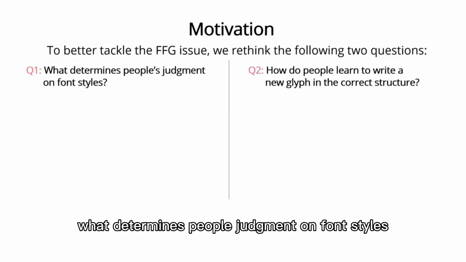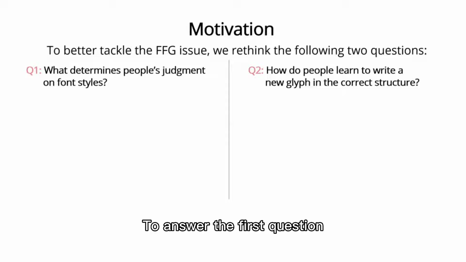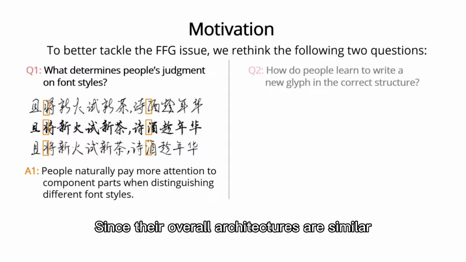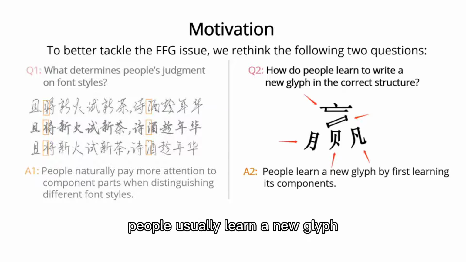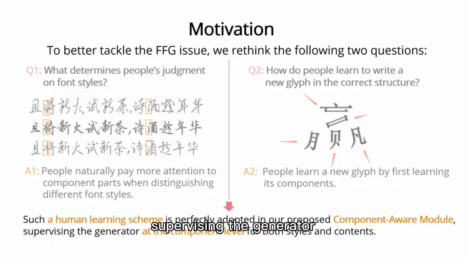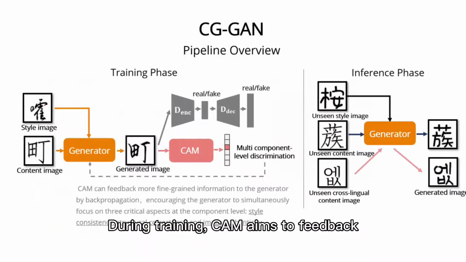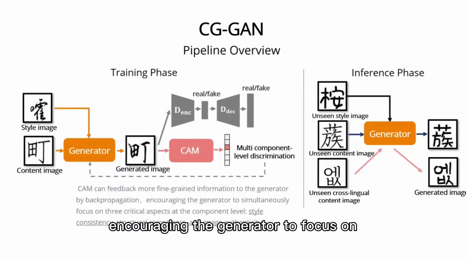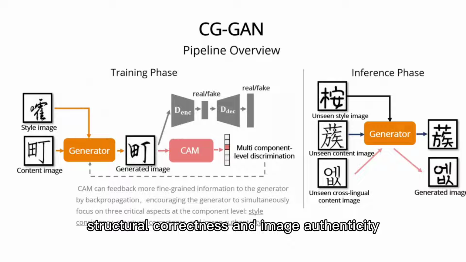What determines people's judgment on font styles, and how do people learn to write a new glyph in the correct structure? To answer the first question, we present a test string in 3 different font styles. Since their overall architectures are similar, we naturally pay more attention to component parts. As for the second question, people usually learn a new glyph by first learning its components. Such a human learning scheme is perfectly adopted in our proposed CAM, supervising the generator at the component level for both styles and contents. During training, CAM aims to feed back more fine-grained information to the generator by backpropagation, encouraging the generator to focus on 3 critical aspects: style consistency, structural correctness, and image authenticity.